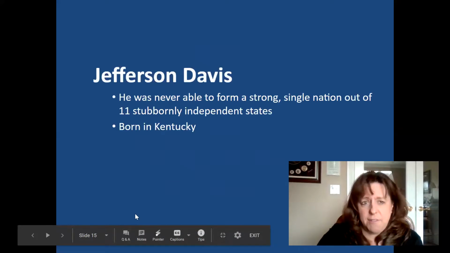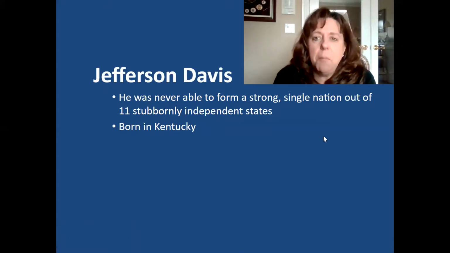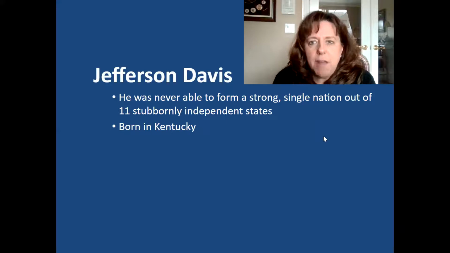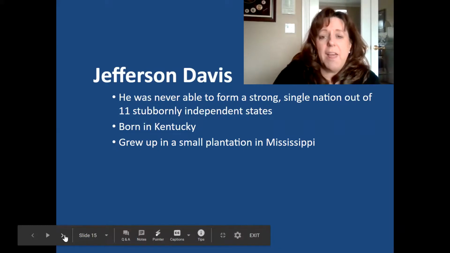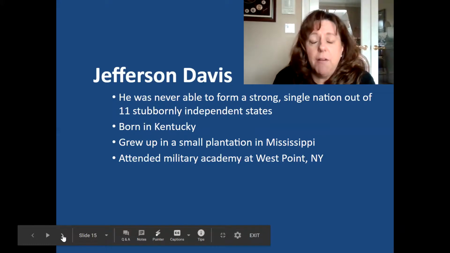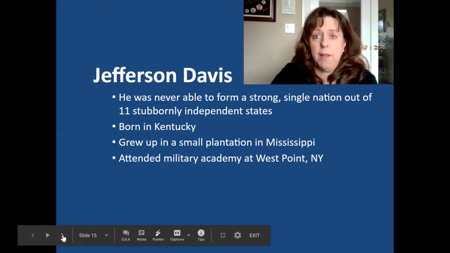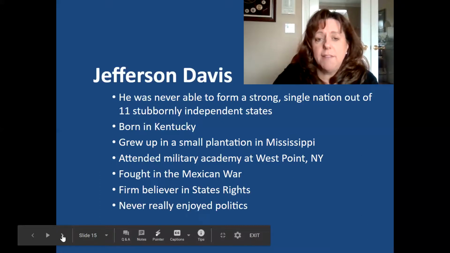Talk about Jefferson Davis. Pretty impressive that he was able to take 11 stubborn independent states in the South and kind of unite them into that Confederacy. He was born in Kentucky. He grew up on a plantation in Mississippi. He attended the military academy at West Point up in New York, which would be in the Union in the North. He fought in the Mexican War. He believed strongly in states' rights, and he was not a huge politician.